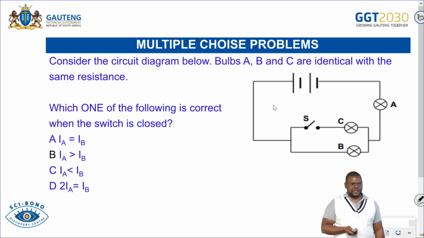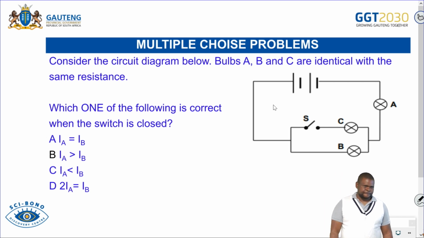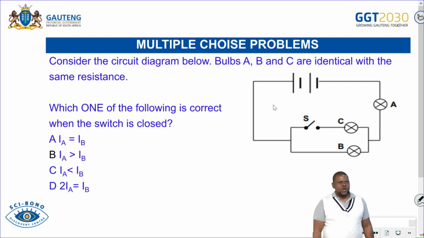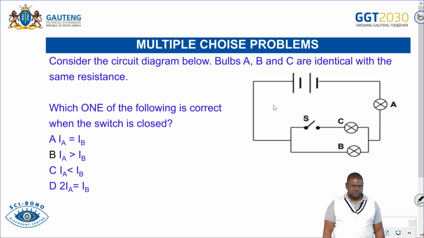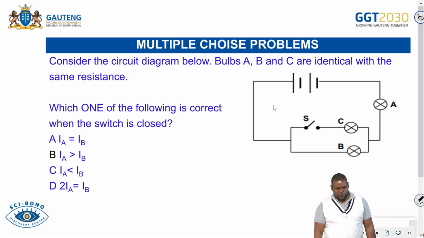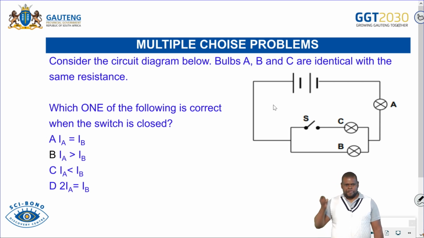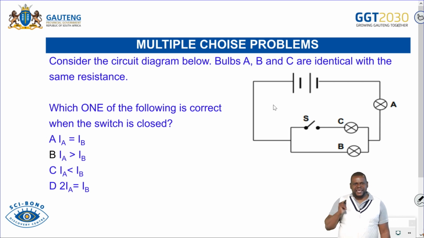Yes. Okay. Let's continue. This is another one, a multiple choice question. We say, consider the circuit diagram below. The diagram below has three bulbs: bulb A, bulb B, and bulb C. And these bulbs are identical. That means they are the same. That means any magnitude that is given to them will be the same. If you need the resistance, it will be the same. If you need the current that is passing, yes. Okay, if you need the resistance, it will be the same.